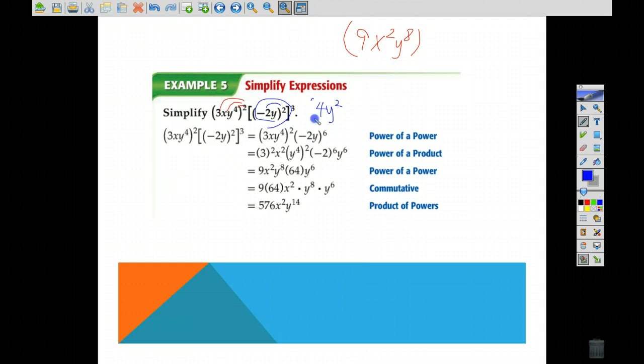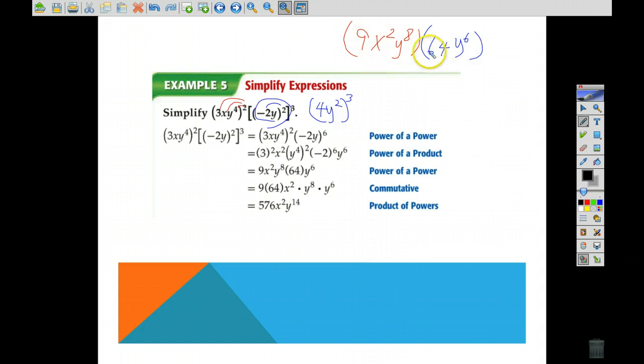Now I'm going to do everything that's there to the third power. I'm going to put that here because I'm going to multiply with this red. 4 to the third power means 4 times 4 times 4, 64. Y second power to the third, remember multiply these two, and you get y to the sixth power. Okay.